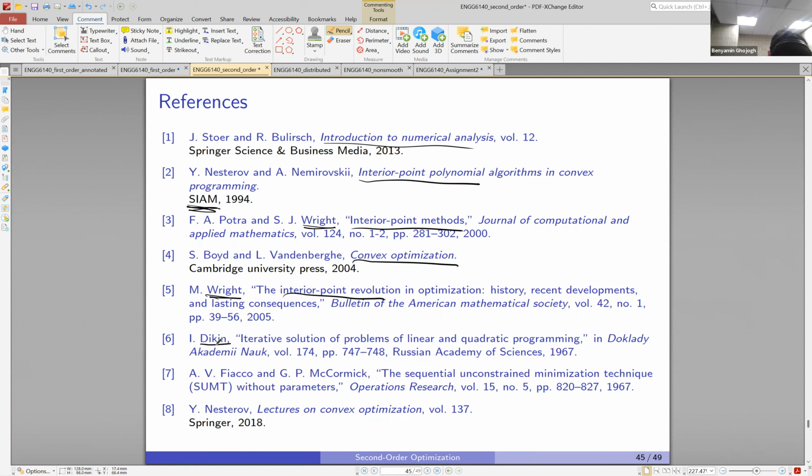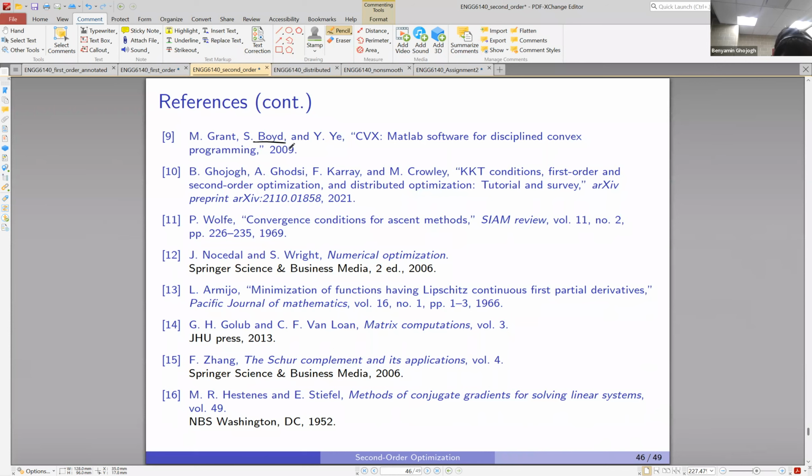So Dikin has iterative solution of problems of linear and quadratic programming. Here we have the sequential unconstrained minimization technique, which was another name for the interior point method. Do you remember? Nesterov, the book of Yuri Nesterov, Lectures on Convex Optimization. Boyd et al. have the toolbox CVX, which is a MATLAB toolbox, but it also has a Python version for optimization. One of the most well-known optimization toolboxes is CVX.